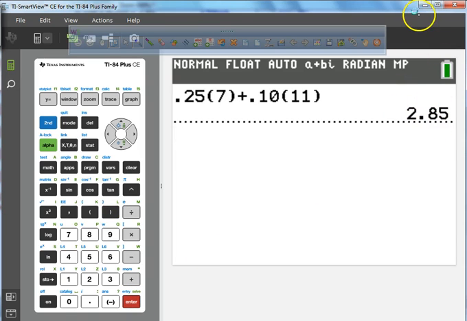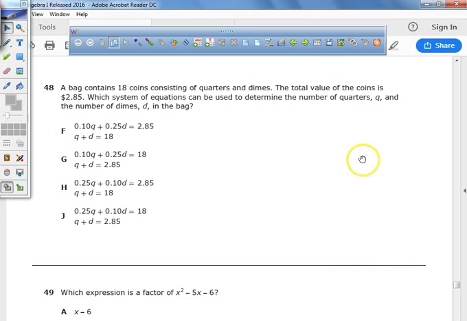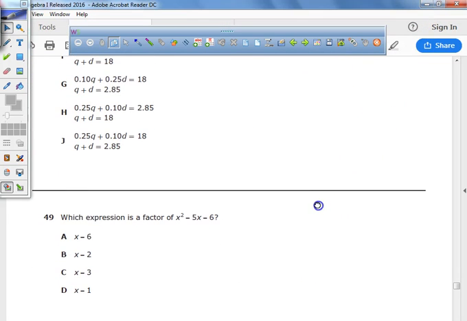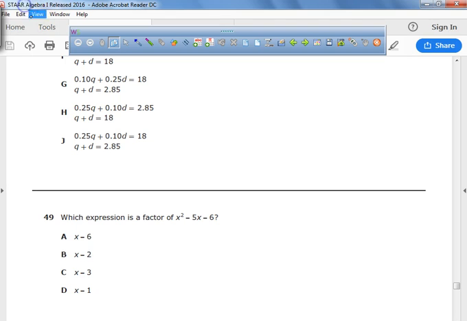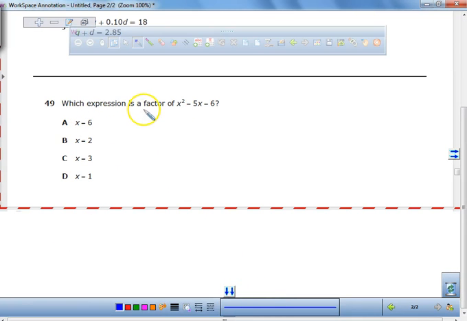285. Now, this problem did not require that much. All it required for you to do is set it up. All right. Now, we haven't done factoring yet this year, but right now, what we're going to do is show you a little concept. It says, which expression is a factor of this?